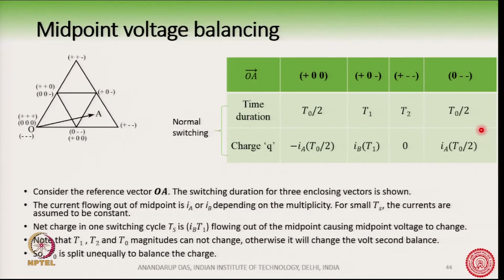Now, suppose the total sampling time or the total switching cycle Ts, which is equal to T0 by 2 plus T1 plus T2 plus T0 by 2, is sufficiently small. Okay. So, we have quite a high switching frequency, so that the Ts period is so small that the magnitudes of these currents do not change in that switching cycle. Okay.